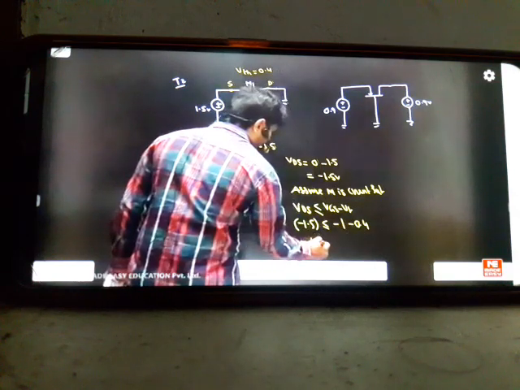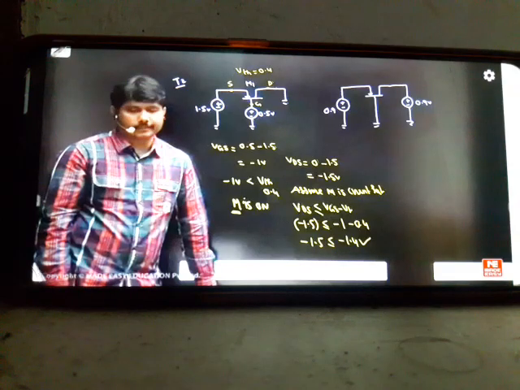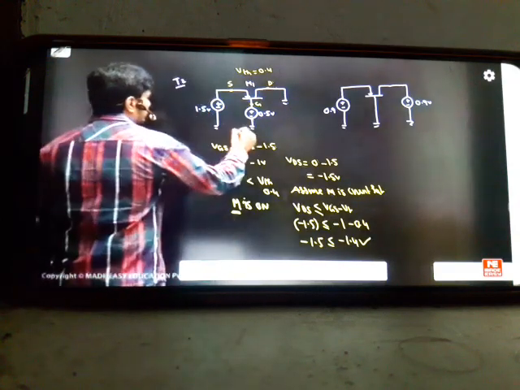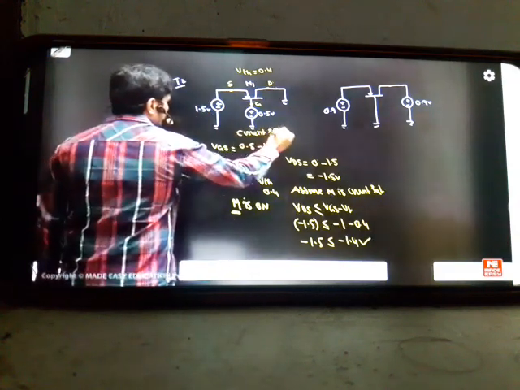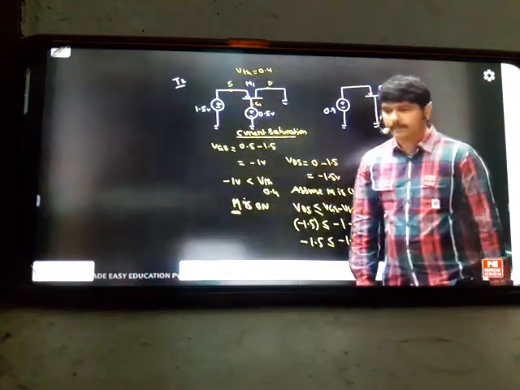So minus 1.5 is less than or equal to minus 1.4. The statement is correct. Minus 1.4 will always be greater than minus 1.5. So I can say that this transistor is in current saturation. So the first bit, that M1 is in current saturation, is confirmed.